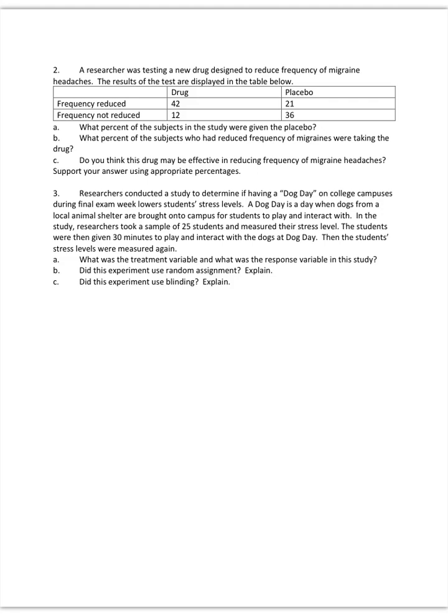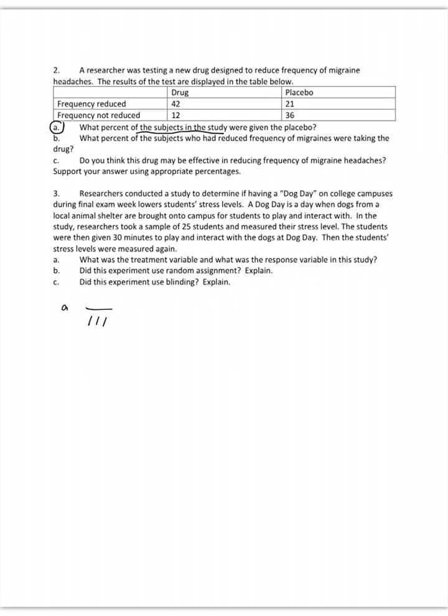So let's take a look at problems 2 and 3. These were both about experimental design. For the first one, it says what percent of the subjects in the study were given the placebo? So it's the percent of the subjects in the study. And so for that one, our denominator is going to be the total of all the numbers of subjects in the study. So if we take 42, 12, 21, and 36 and add them together, there were 111 subjects in the study.